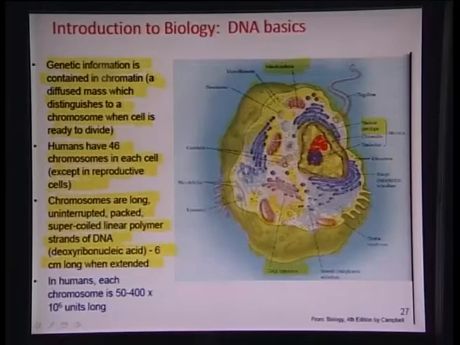So in humans, each chromosome is essentially about 50 to 400 times 10 to the power of 6 units long. By unit I mean base pair. So this is how much you will have in one chromosome in terms of the different base pairs on the DNA. If you consider the whole DNA, spread it out and see how many base pairs there are, it is as high as 4 times 10 to the power of 9. This is the kind of number of molecules which you are packing into such a small area.